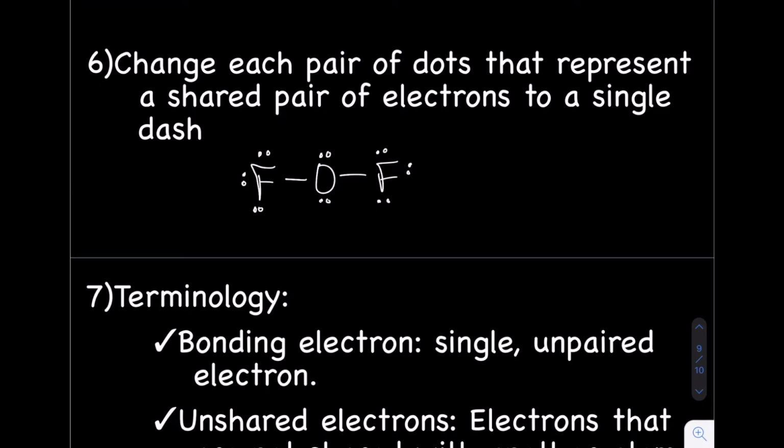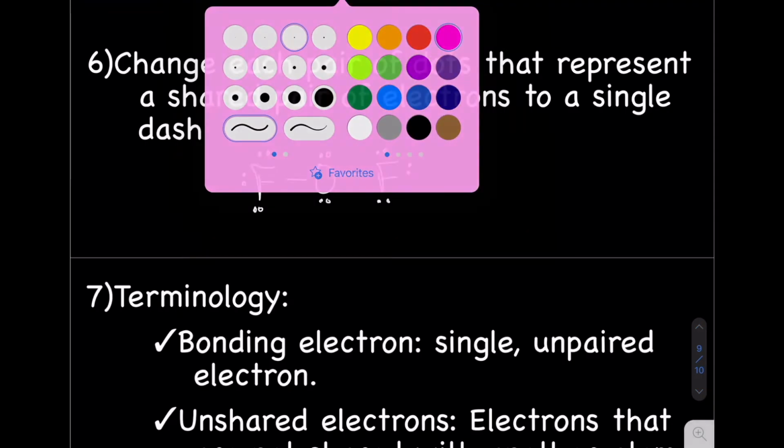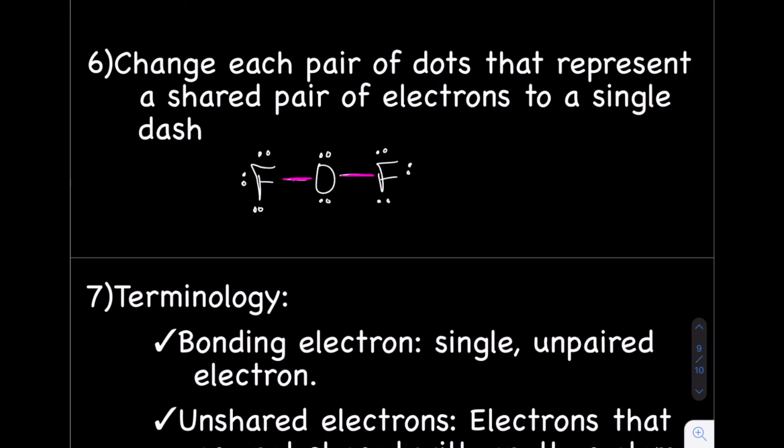So we took out the bonding electrons and put in the shared pairs. So 1 dash equals 1 shared pair. And that'll be important later.